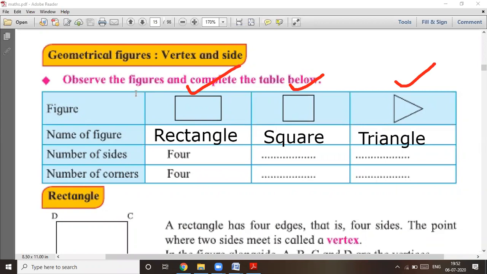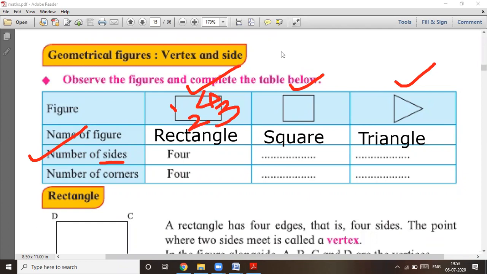Next question is what? Next, what you are asked? काय विचारलं बघा पुढे तुम्हाला तर number of sides. So there are four sides. 1, 2, 3 and 4. How many sides are there?